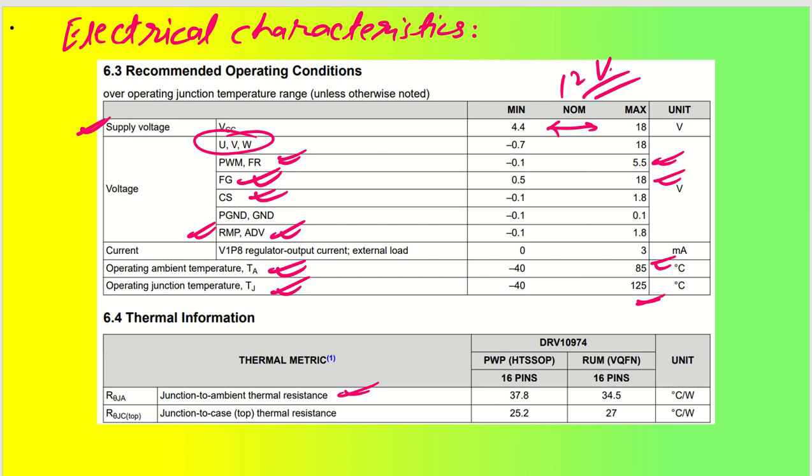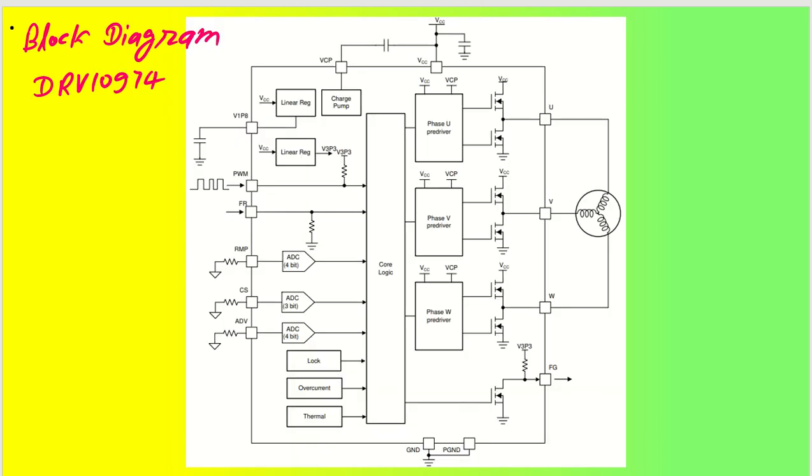Alright, so we have understood the recommended operating conditions. Now we'll talk about the block diagram of this particular IC. Why we are talking about the block diagram is that, if you are a beginner, it helps you understand what is inside the IC and how it is controlling all the functionalities. As you can see, we have high side and low side drivers for the three phases. We have U phase, V phase and W phase.